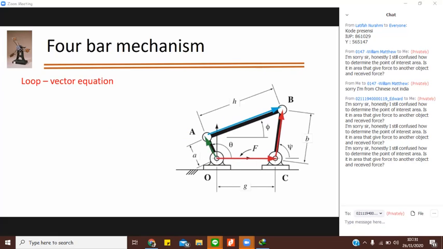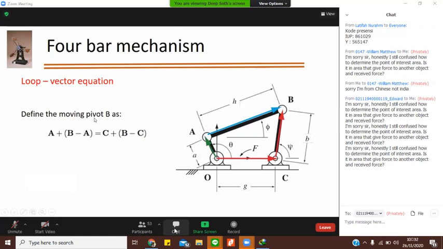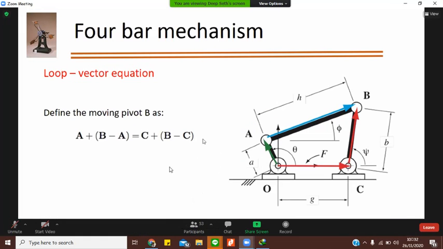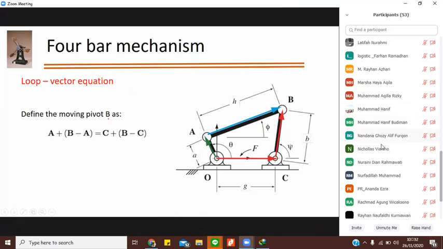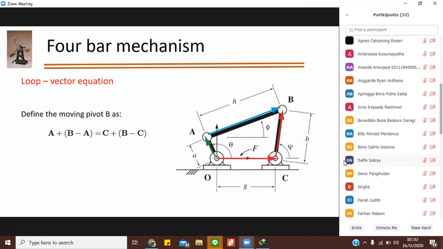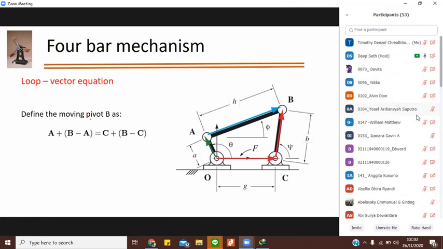Now, in terms of the vector loop, how will you define these points O, A, B, and C? Our main concerns are A and B, because C and O are fixed. So how will you define that? What I'm showing you here is that we are defining the moving pivot B.